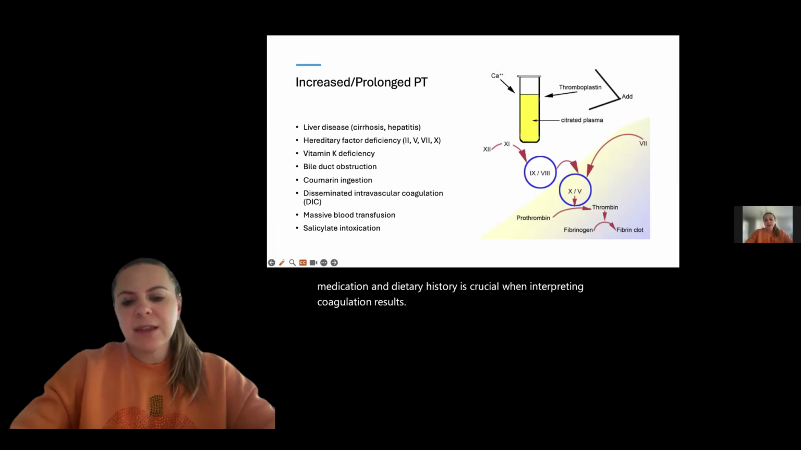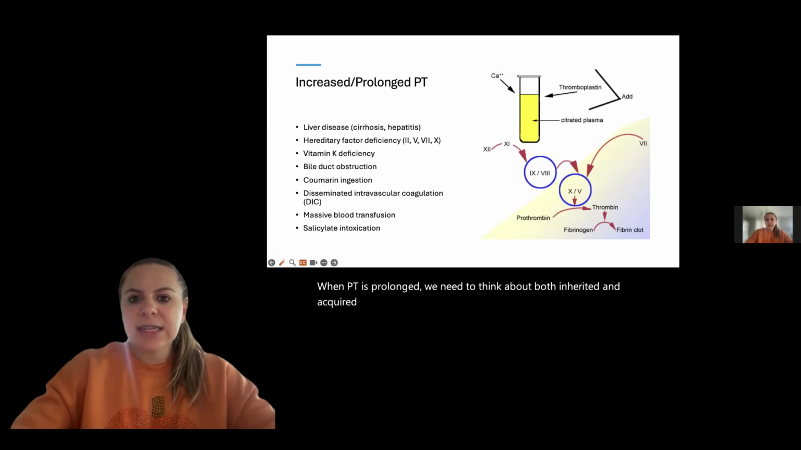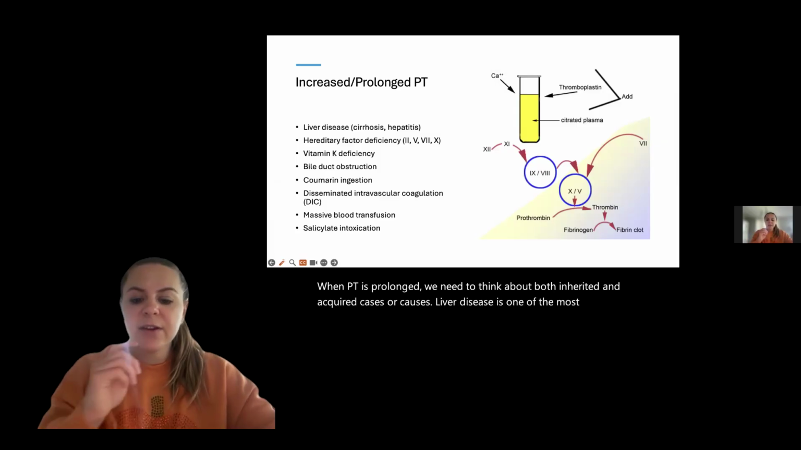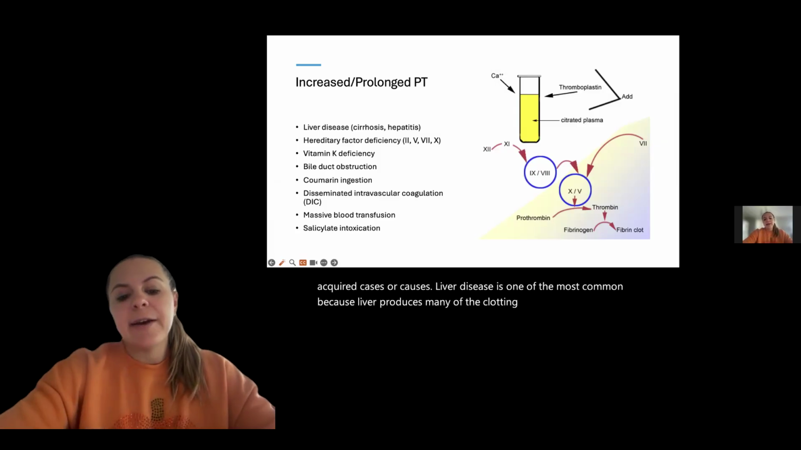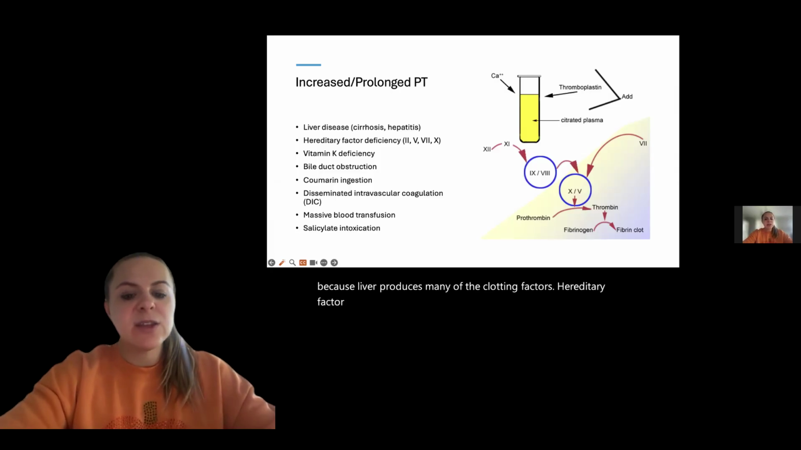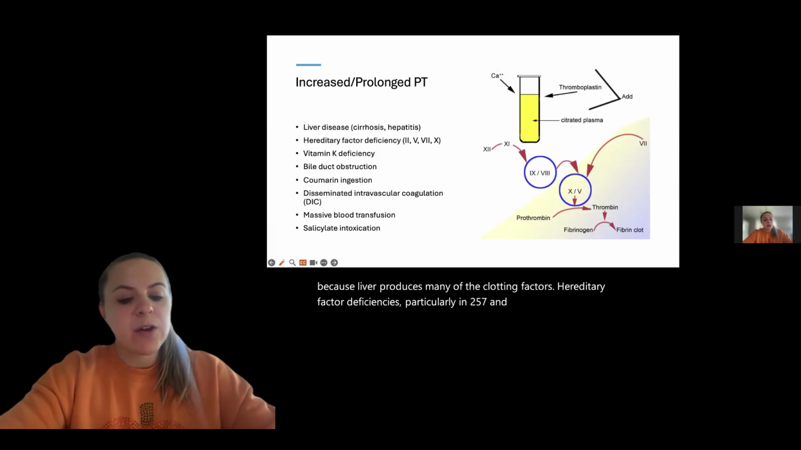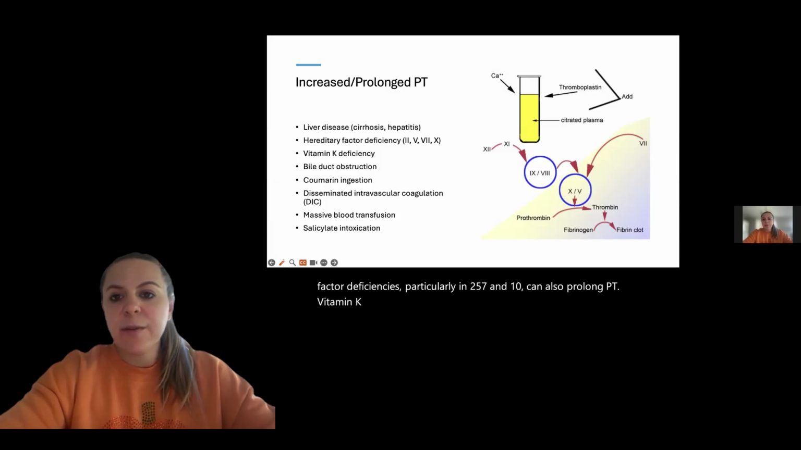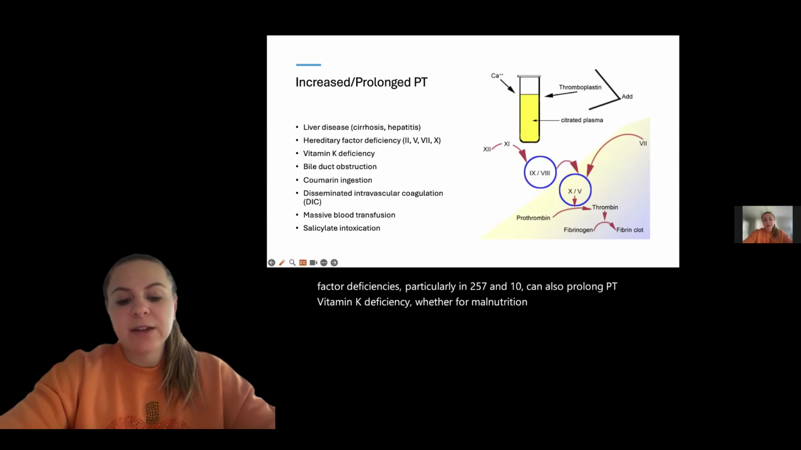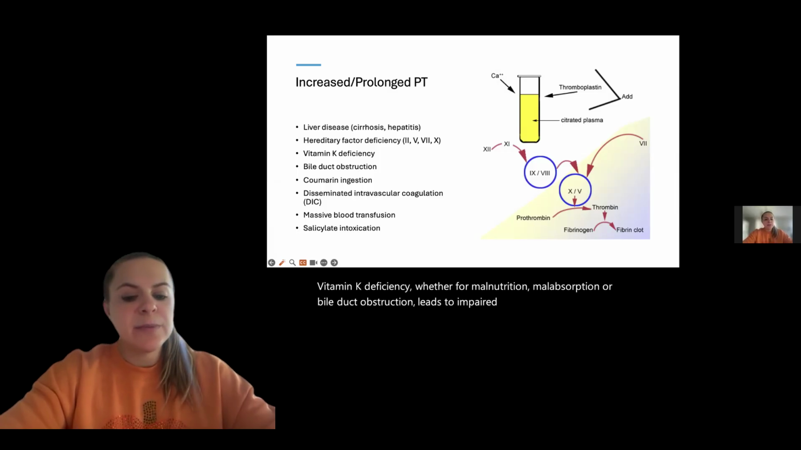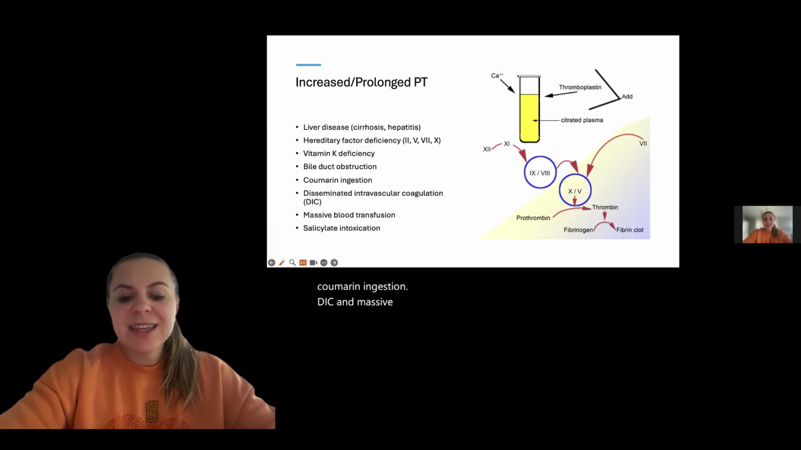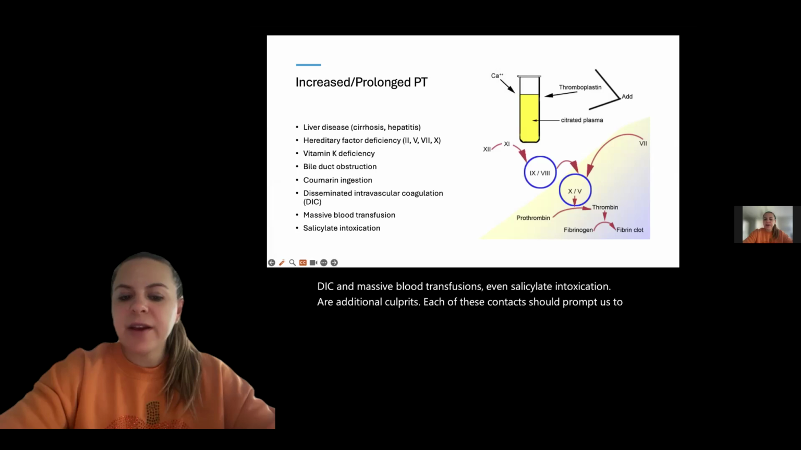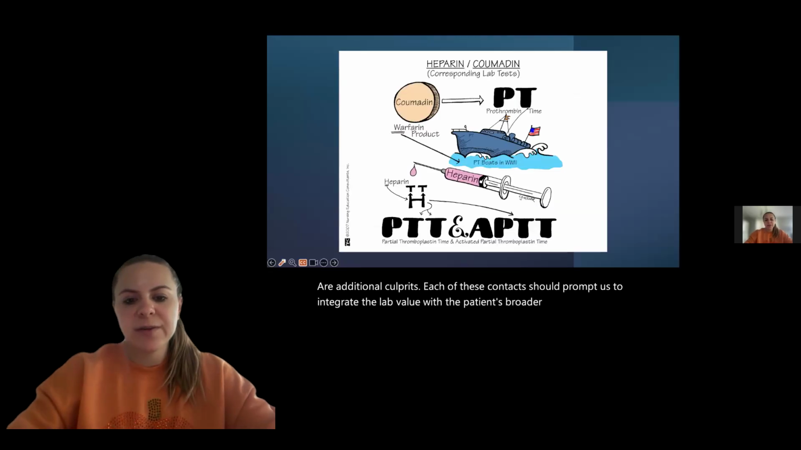When PT is prolonged, we need to think about both inherited and acquired causes. Liver disease is one of the most common because the liver produces many of the clotting factors. Hereditary factor deficiencies, particularly in 2, 5, 7, and 10, can also prolong PT. Vitamin K deficiency, whether from malnutrition, malabsorption, or bile duct obstruction, leads to impaired factor production. And coumarin ingestion, DIC, and massive blood transfusions, even salicylate intoxication, are additional culprits. Each of these contexts should prompt us to integrate the lab value with the patient's broader clinical picture.